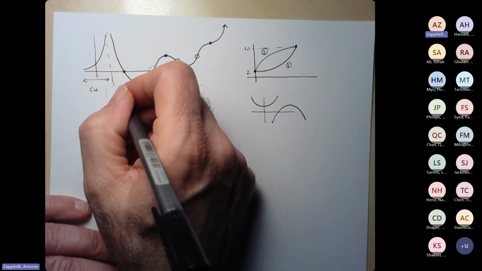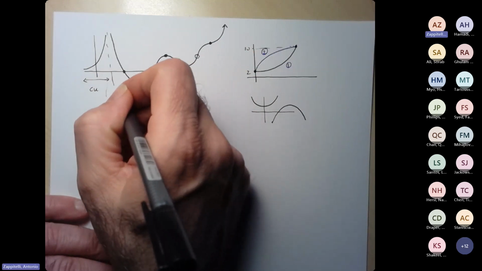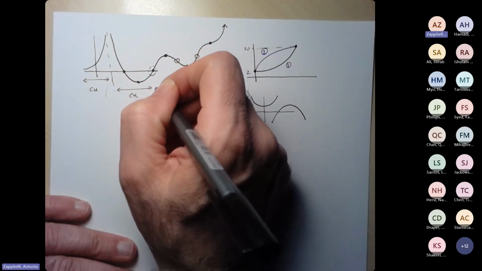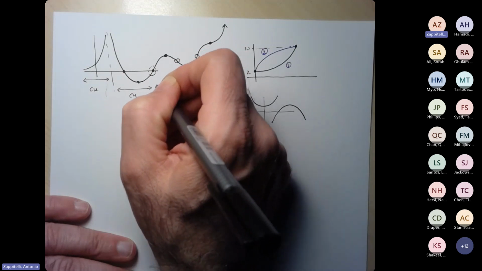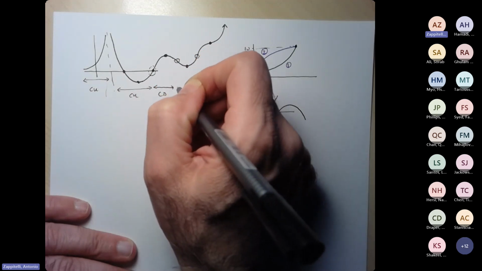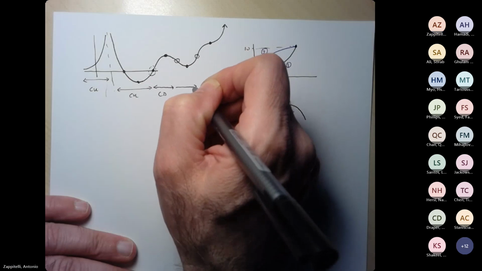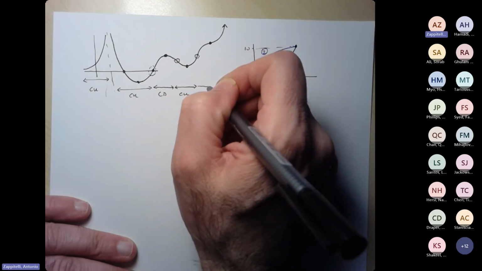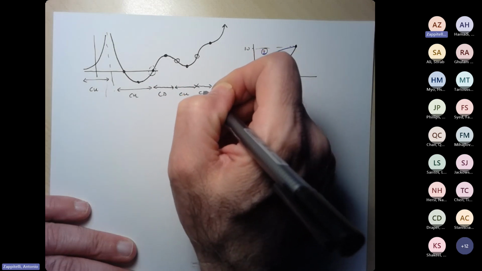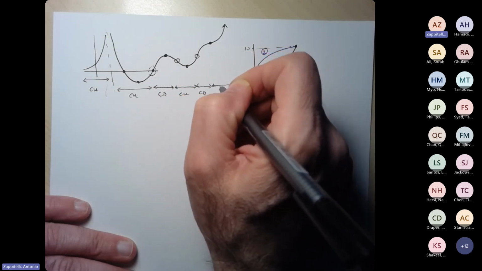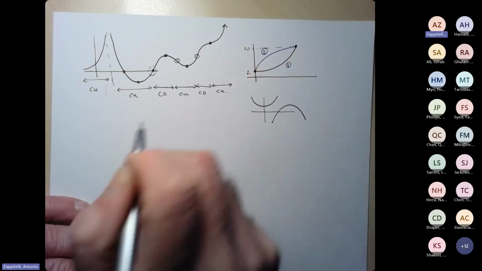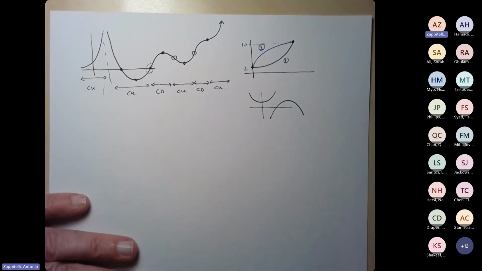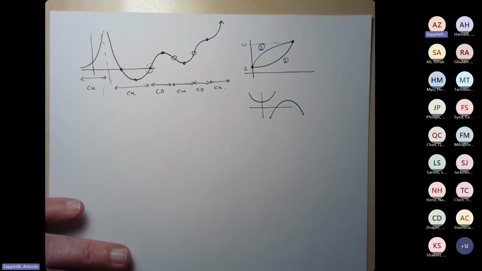So this here, it's still concave up. Then maybe in this section here, it's concave down. Then in this section, it's concave up. Then in this section, it's concave down again. And then finally in that last section, it's concave up. Okay, so this now is going to be a new characteristic that we find.